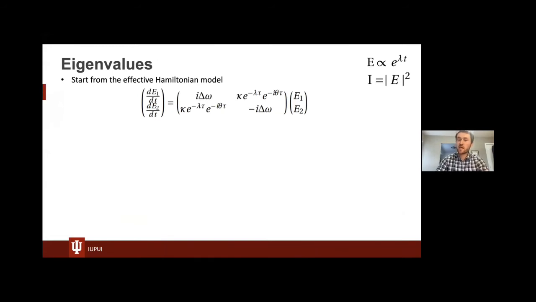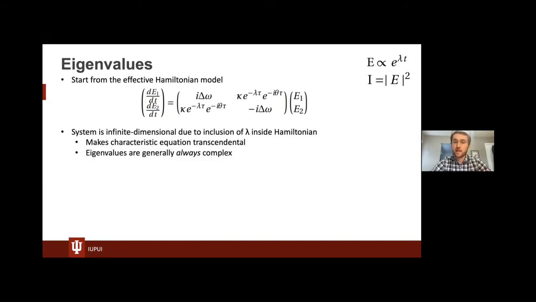To understand the intensity behavior, we need to look at the eigenvalues of our system. So I'm going to use our effective Hamiltonian model with the time delay included and solve for the eigenvalues. Because the eigenvalues eventually determine the intensity behavior, by understanding the eigenvalues, we can understand the intensity behavior. So we can make predictions and then check them numerically and experimentally. Now, because of the time delay, our effective Hamiltonian is actually infinite dimensional, which makes our characteristic equation transcendental, and that leads to infinitely many eigenvalues. Also, eigenvalues are generally complex.